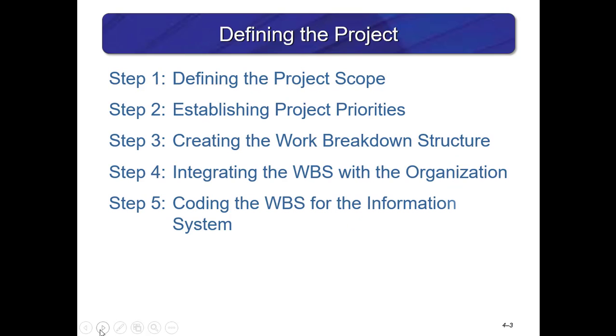These are the 5 steps to define the project. You define the project scope, establish project priorities, create the work breakdown structure, integrate the WBS, the work breakdown structure, with the organization, and code the WBS for the information system that's used to manage the project.